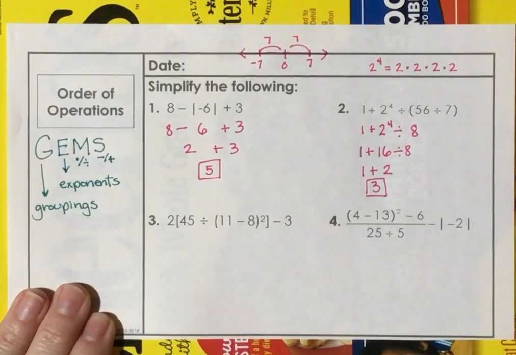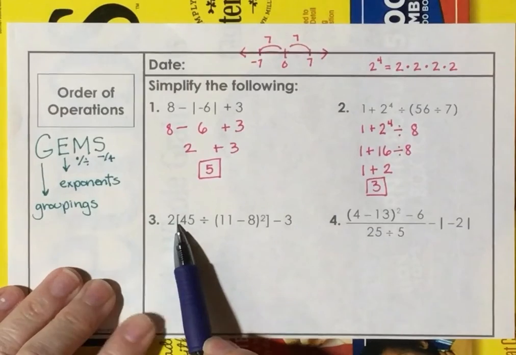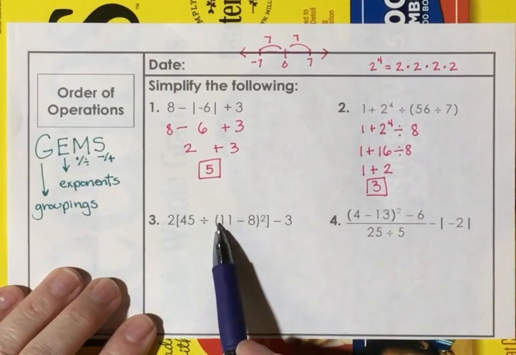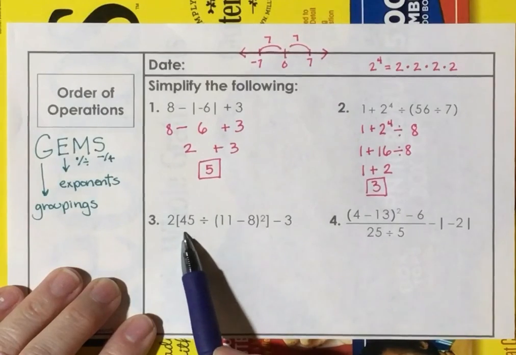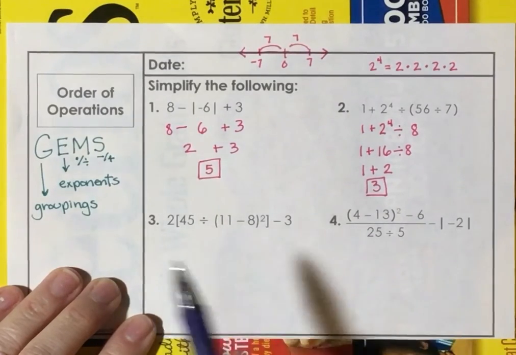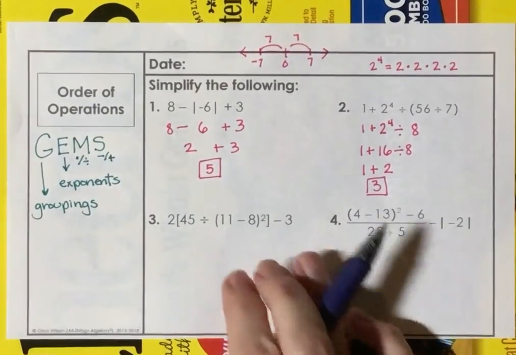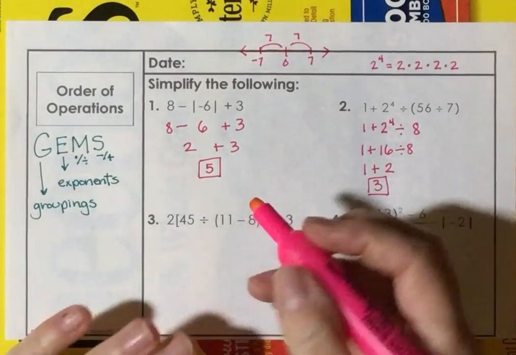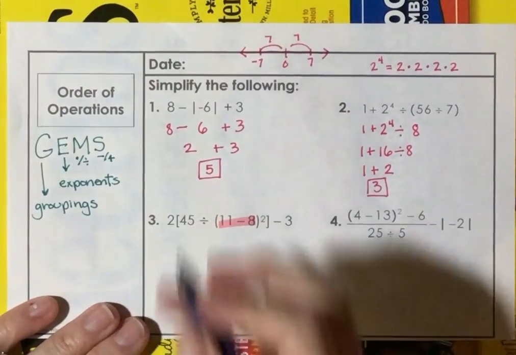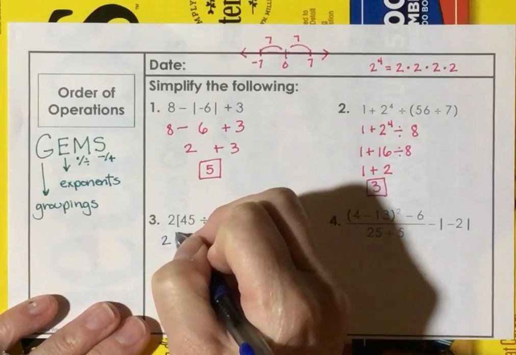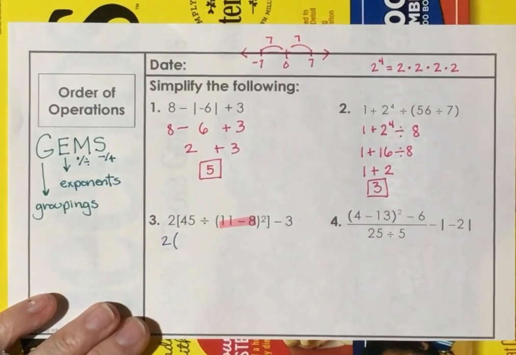Okay, for number 3, we have several groupings. So we have our parentheses and we have brackets. You always work from the inside out. So this is what we're going to do first right here. Just going to highlight that for you. So this is step number 1. So I will say 2. I'm going to bring these brackets down as parentheses because I don't like drawing the brackets as much.